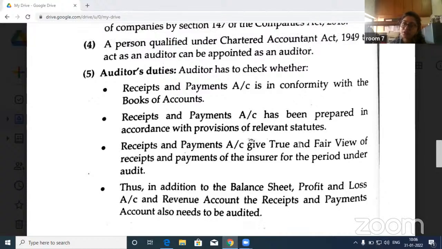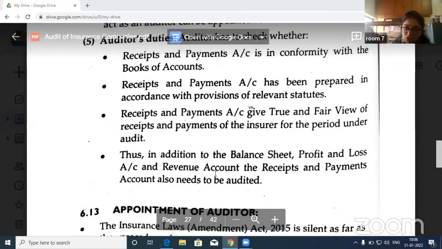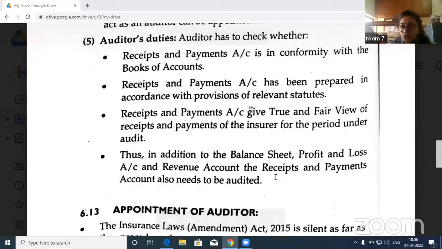That means if it is going to be 5 lakhs, then you show it in the books of records as 5 lakhs only. Okay. Next, check the balance sheet, check the profit and loss account, and also check the revenue account, which will show you the real profits of the company.